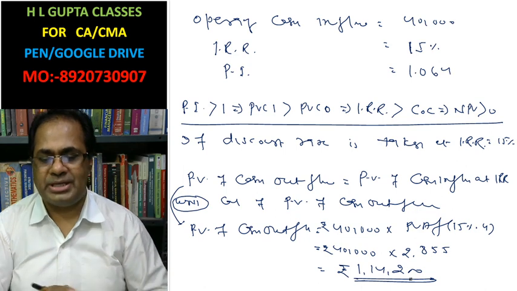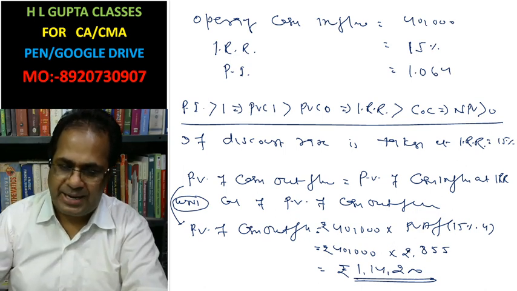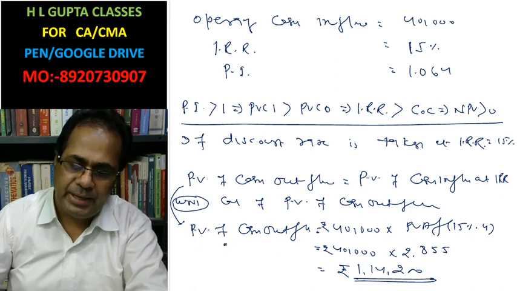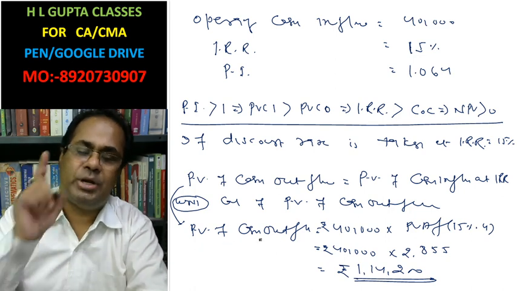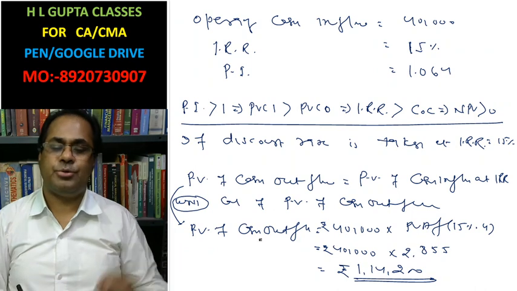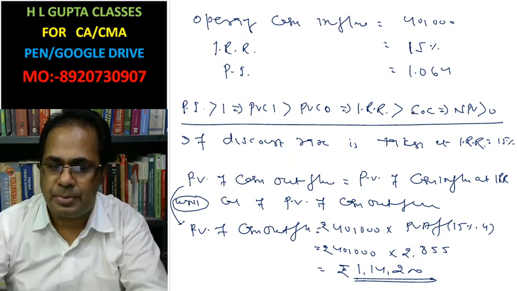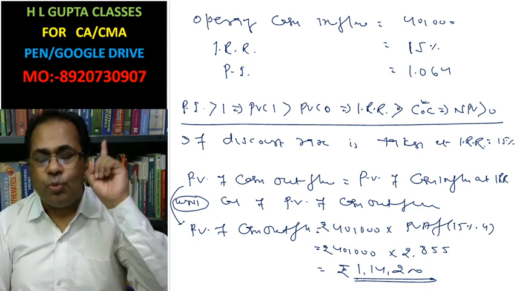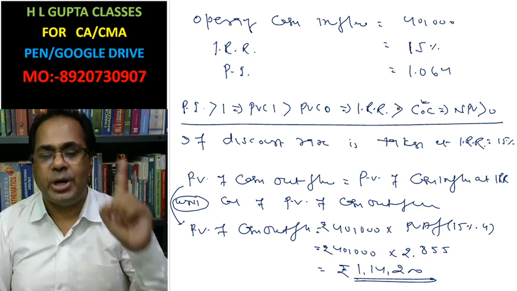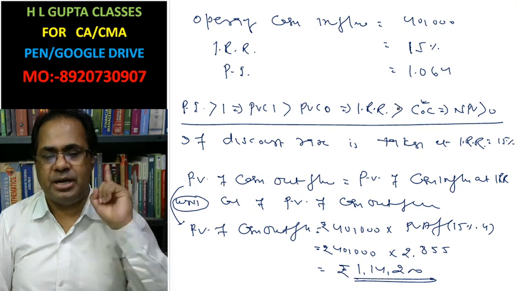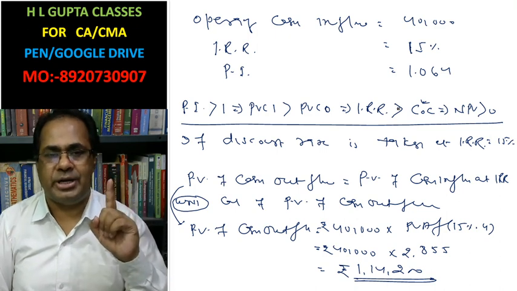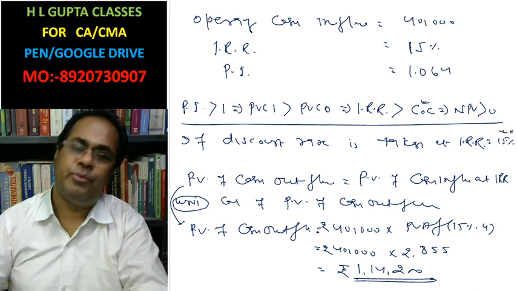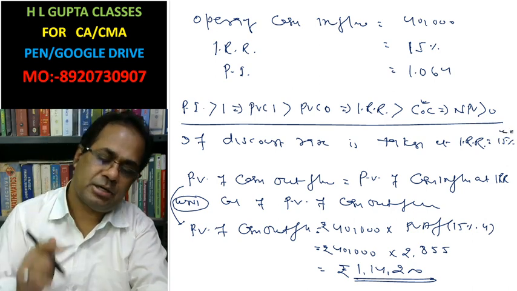Now what this was actually is present value of cash inflow. Why is this present value of cash outflow? Present value of cash outflow is always calculated using the discount rate of cost of capital. In only one case is present value of cash inflow calculated using discount rate IRR, that is in the case of IRR.